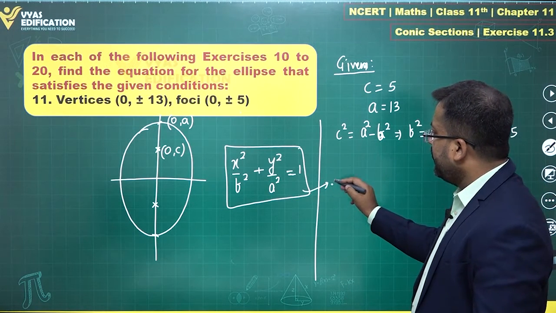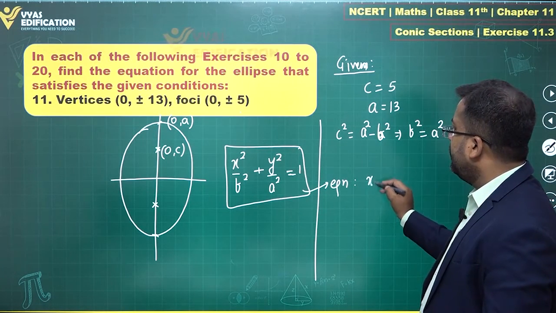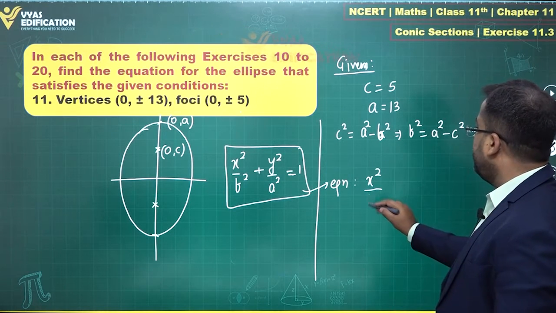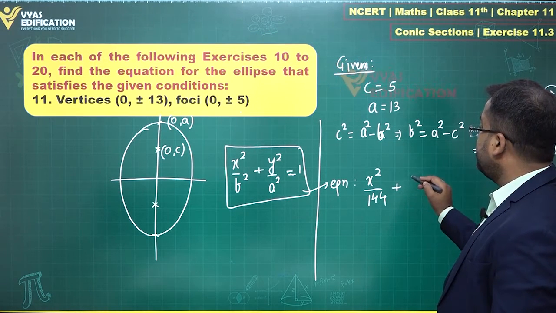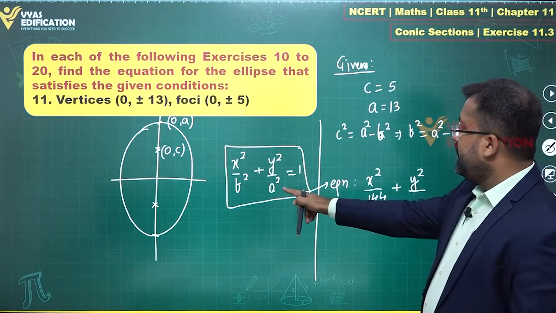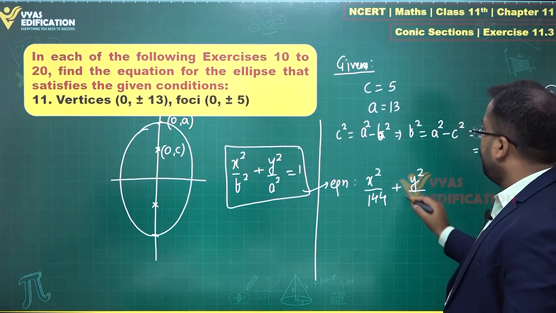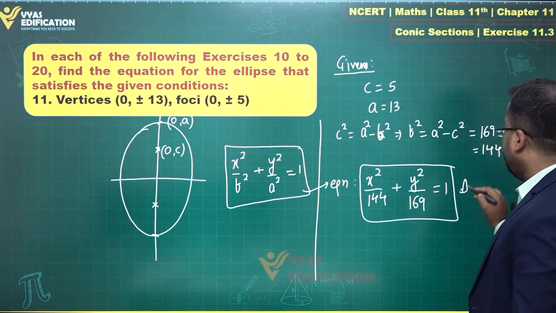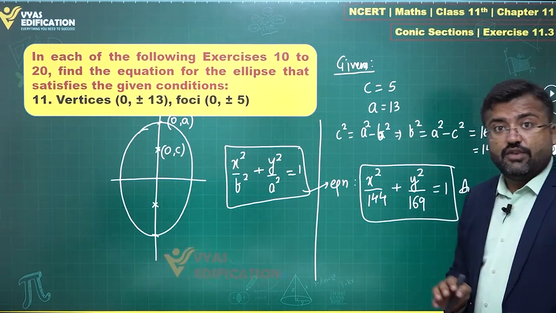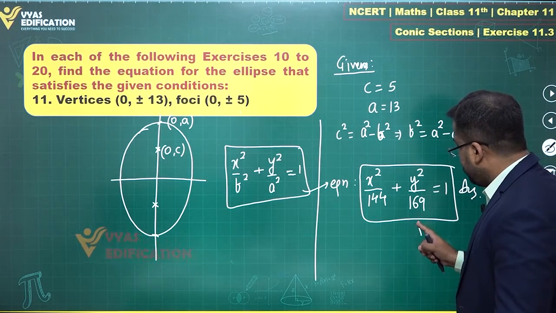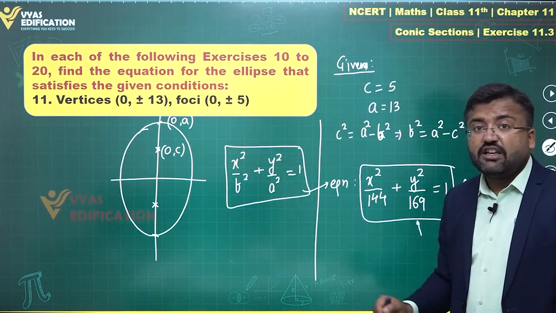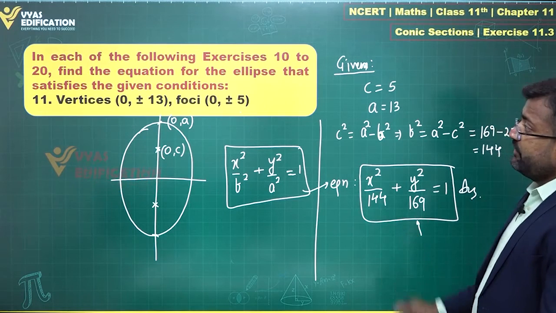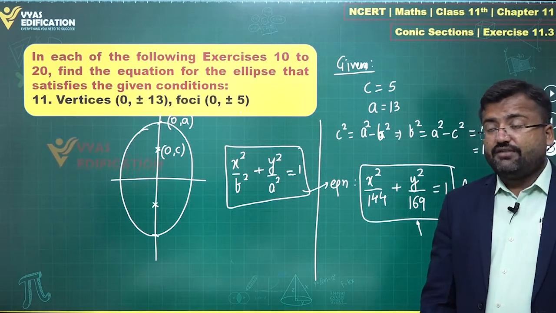And what do we need for the equation? We need b square: x square upon 144 plus y square upon a square, which is 169, is equal to 1. That will be the required equation for this question. As you can see, the denominator of y square is greater. So yes, this is a vertical ellipse, as you can see over here, right? That's all that you have in this question.